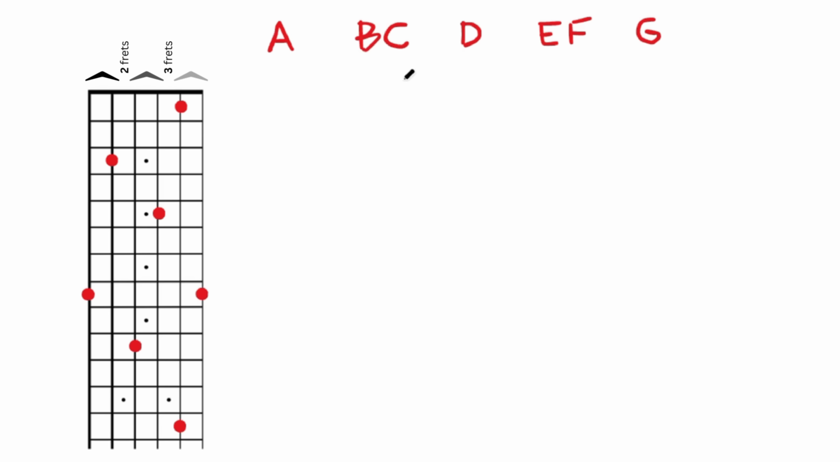Now you'll see I left a space in between some of these letters, because if you count, we have 7 letters. 1, 2, 3, 4, 5, 6, 7.